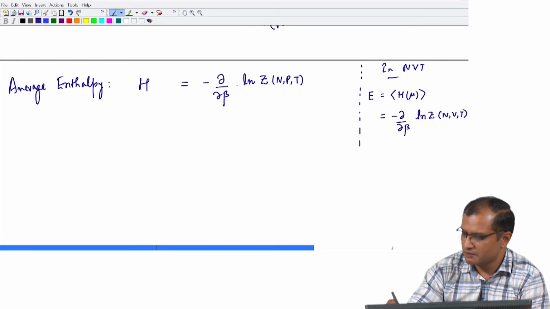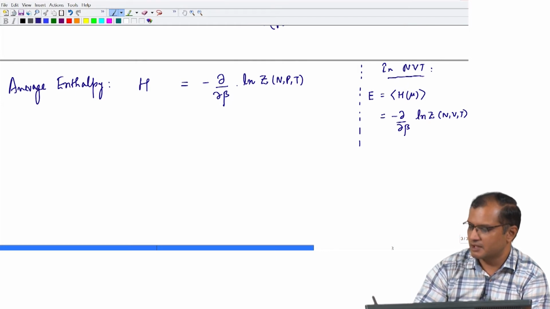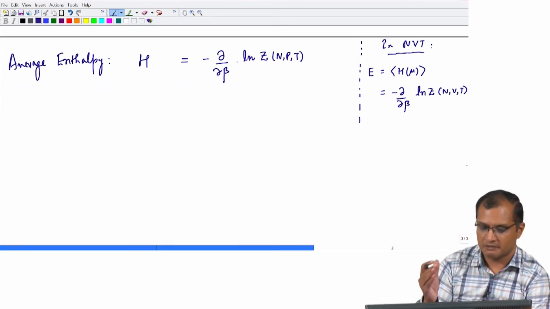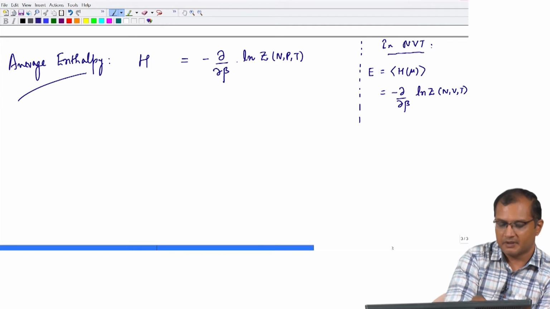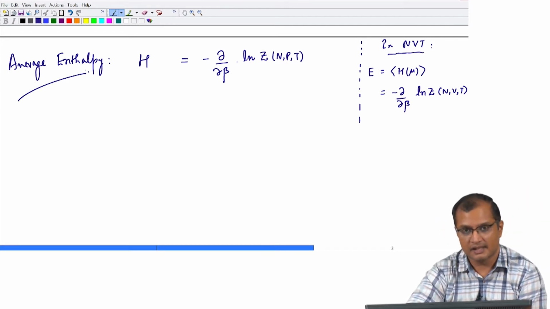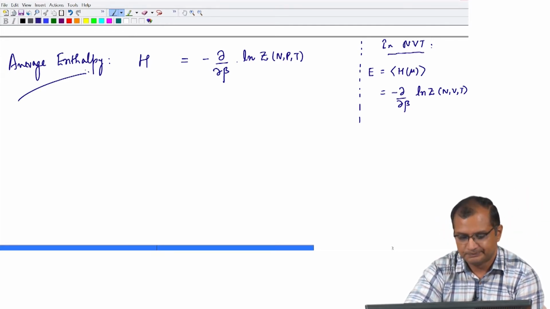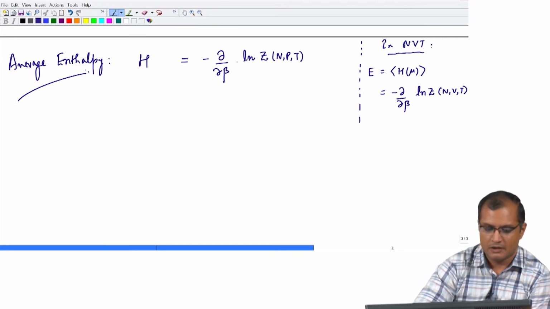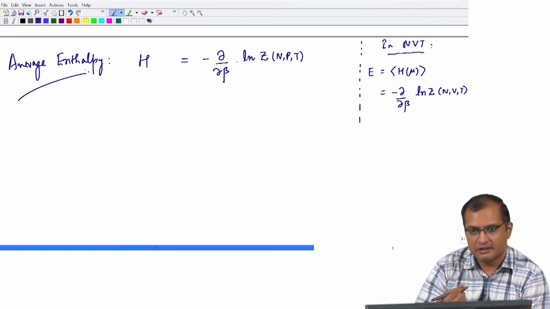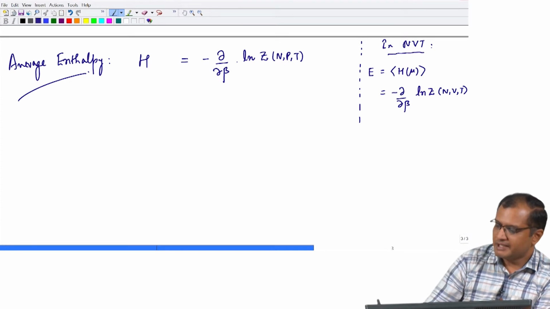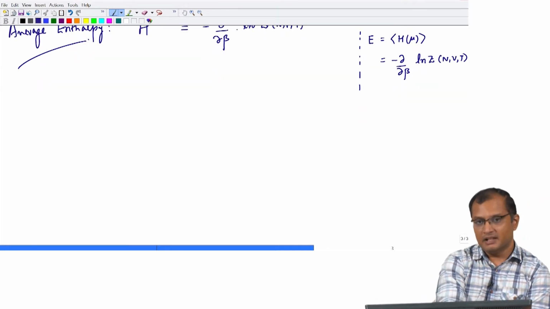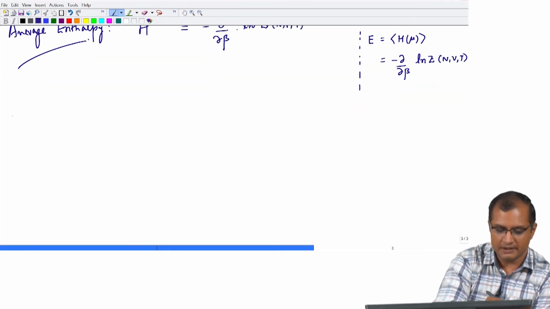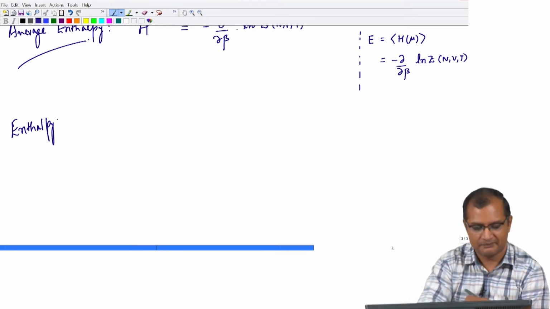So, we are not learning newer things, we are just encountering the same thing, but we need to keep track of the relevant energy scales in the problem. Now, once I have determined the average enthalpy, I will be interested in enthalpy fluctuations. You can see where this is going.